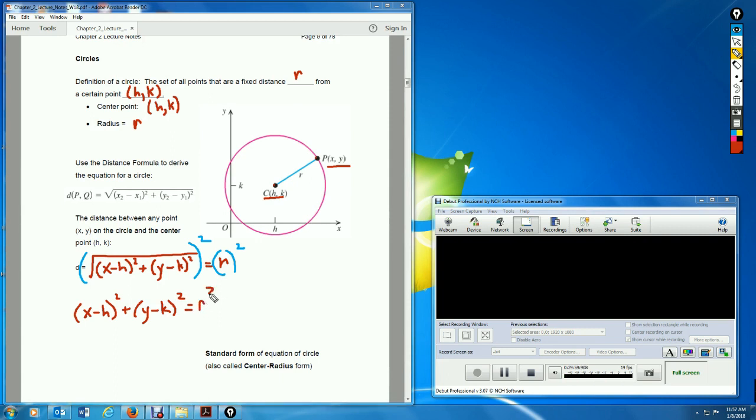Okay, so specifically, this form of the equation is known as the standard form of the equation of a circle, and it's also called the center radius form. The reason it's called the center radius form is because you can read off the center, the point (h, k), and you can also read off the radius. All right, I'm going to go to the next page and look at an example.